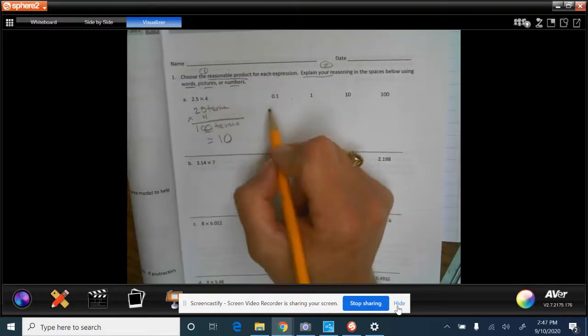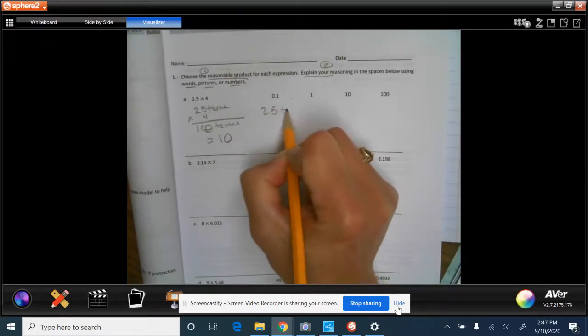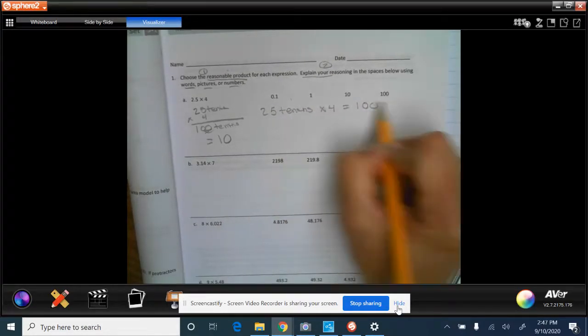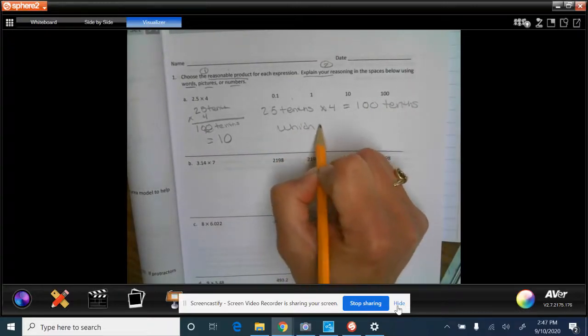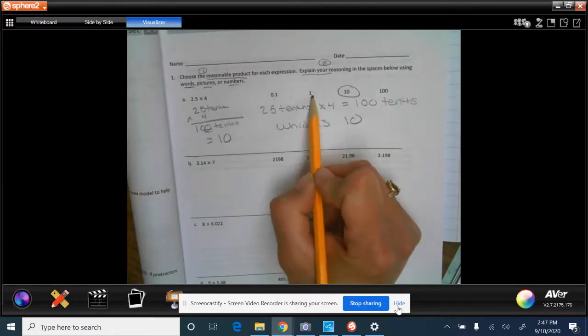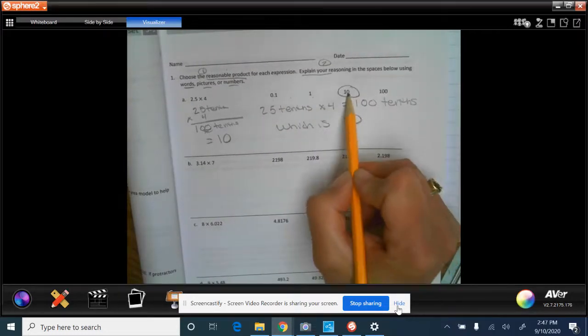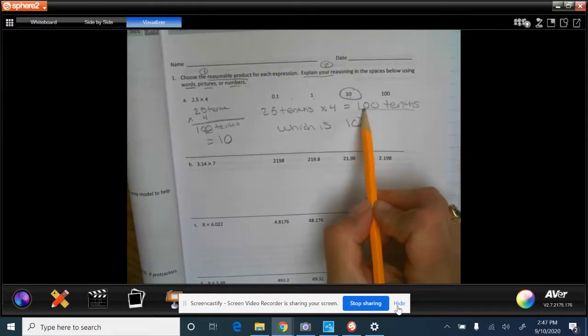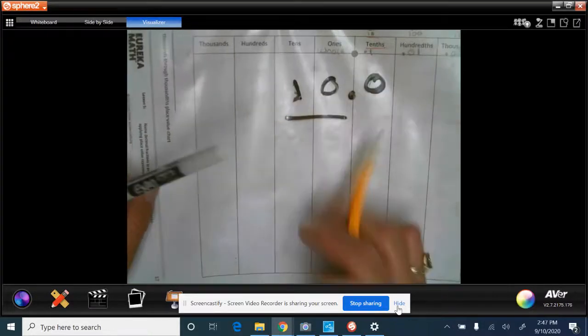Now let's use words to explain that. 25 tenths times 4 equals 100 tenths, which is 10. Therefore, it would not be reasonable to get 1/10 as an answer. It would not be reasonable to get 1/1 as an answer. It is reasonable to get tens as an answer, but 100 is not a reasonable answer because this answer doesn't say 100. It says 100 tenths. And again, when I put 100 tenths on a place value chart, that's actually 10.